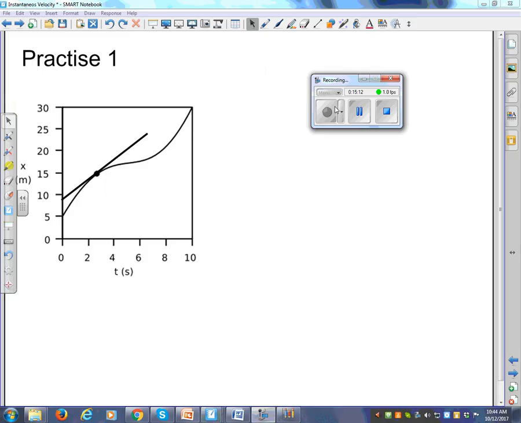How's that for a tangent line? For the first one, does that work? Say again, Anna? No? You can draw it as long as you want, you can draw it as short as you want.